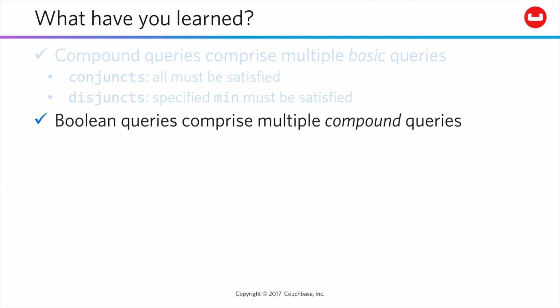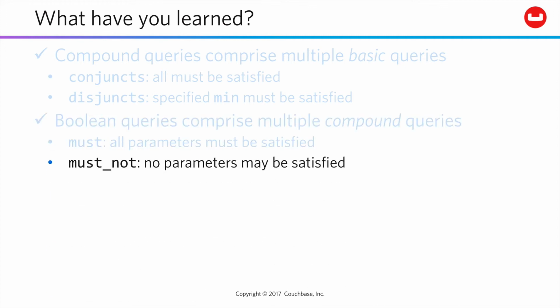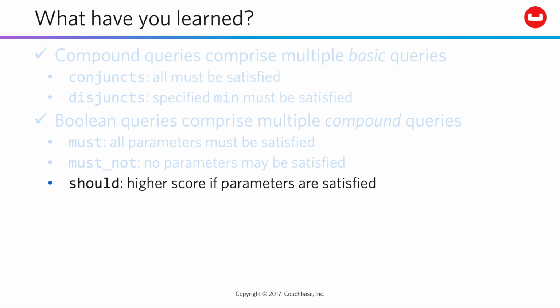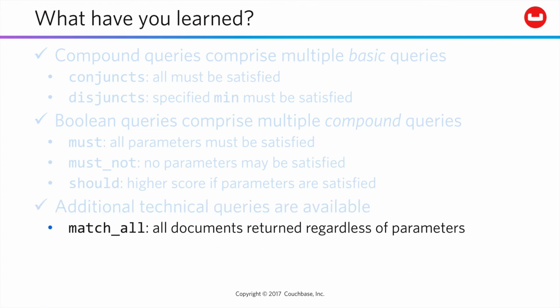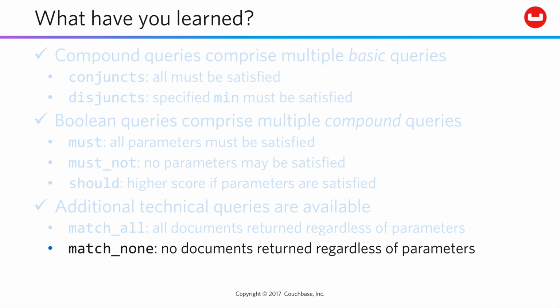Boolean compound queries are defined by multiple disjunctions or conjunctions, each of which must not, or should be satisfied to boost the score. Additional technical queries are also available for use in compound queries to match all documents in the bucket or no documents in the bucket.